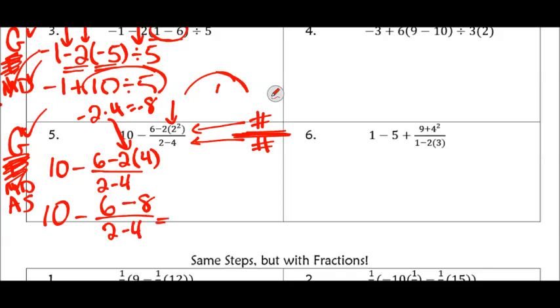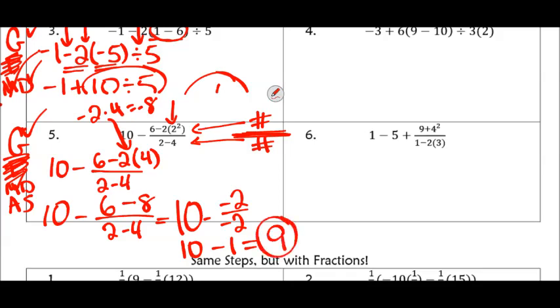I'm actually going to do both of those at the same time because they're not really going to interact until I divide. So I'm going to do 6 minus 8. That's negative 2. And 2 minus 4 is also negative 2. Negative 2 divided by negative 2 is 1. So that gives me 10 minus 1, or just 9.